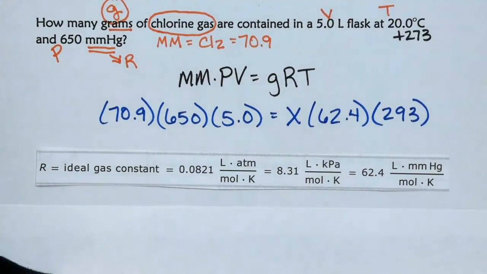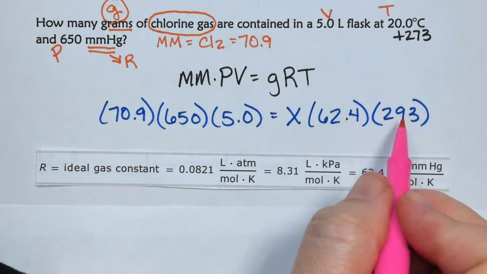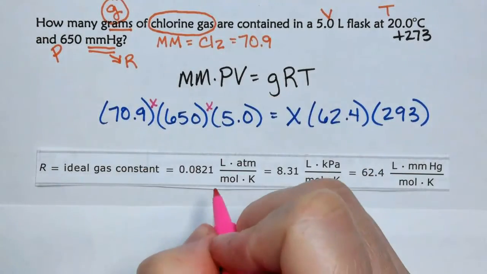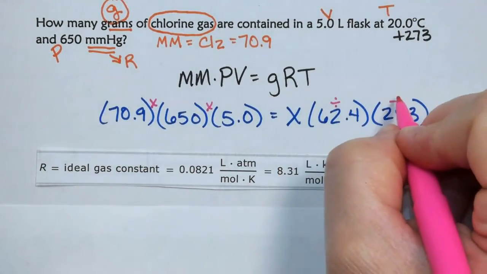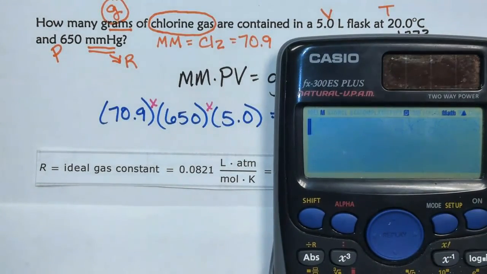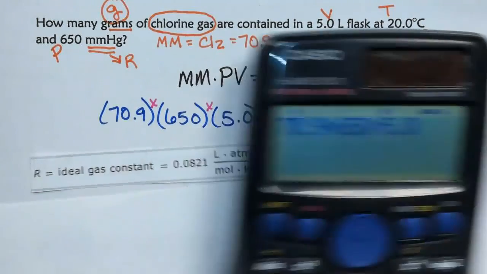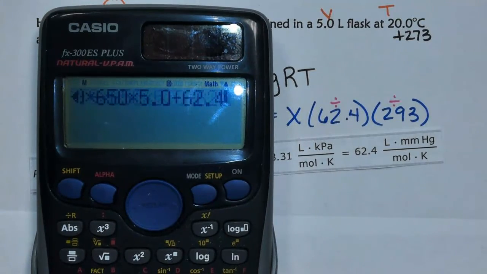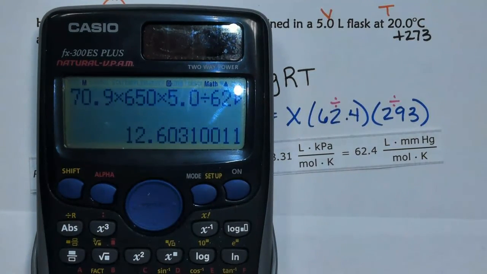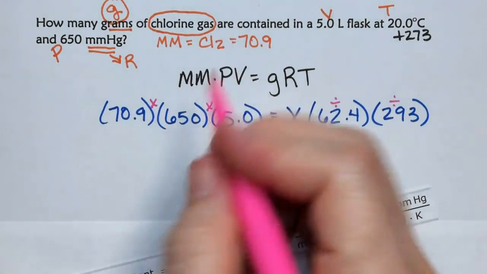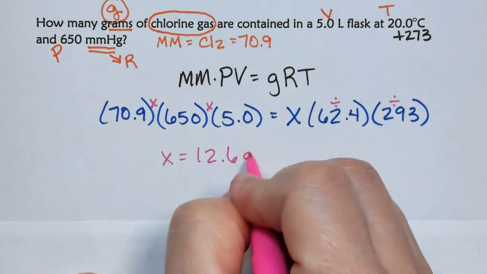Now we can plug in our values in the calculator. Don't start on the right side because there's the X. We're going to start on this side: 70.9 times 650 times 5.0, and then we'll hit divided by 62.4, divided by 293, and we get 12.6 as our final answer. So X equals 12.6 grams.